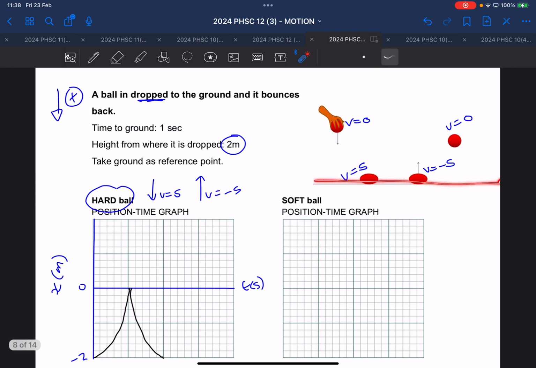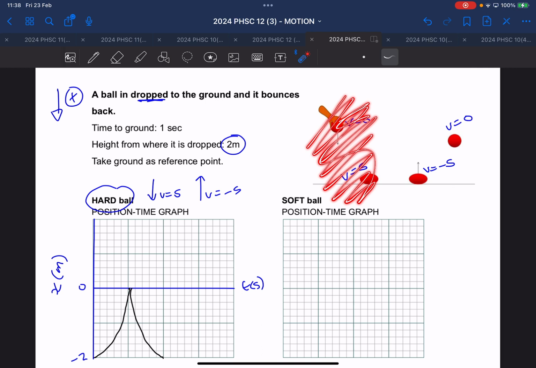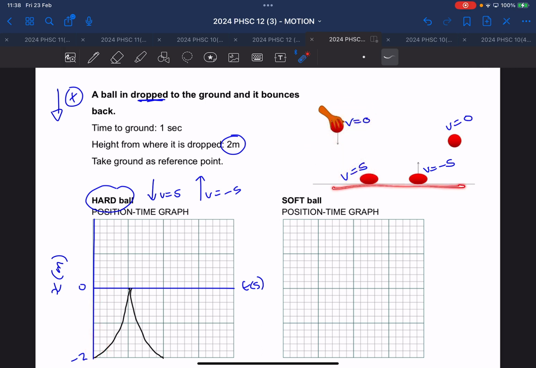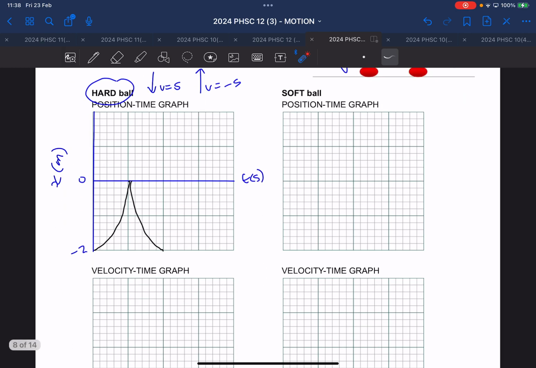Okay, so let's ignore this first part. If the ground is a reference point, it goes from the ground in the negative direction. If we chose up to be positive, it would have looked like that. Because we chose down to be positive, if we chose up to be positive, it's going to look like this. I wanted to make it difficult, because they can ask it like this, and then you must know what they did. Okay, are you with me?